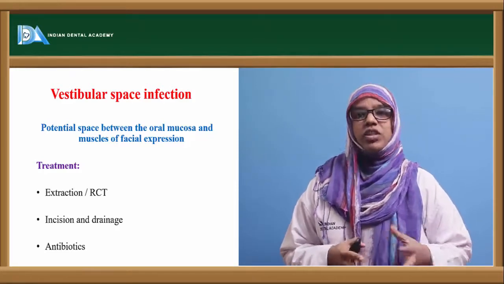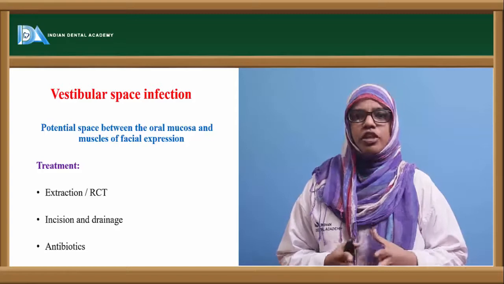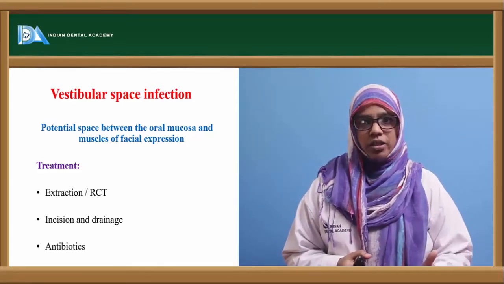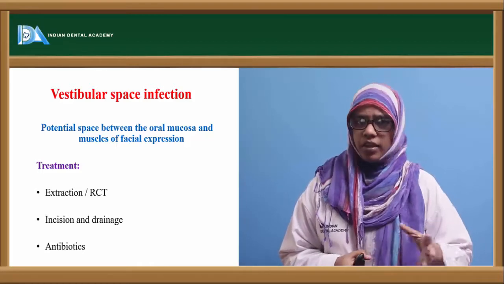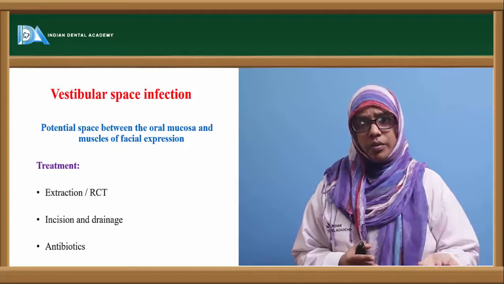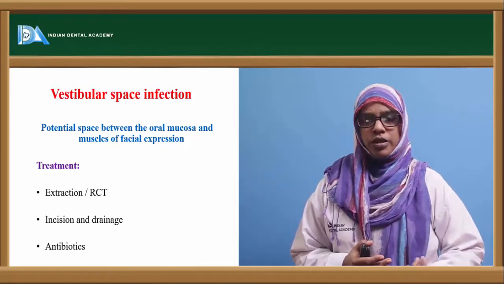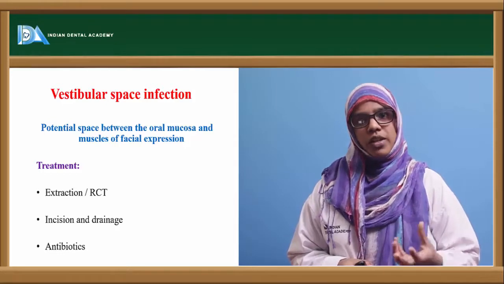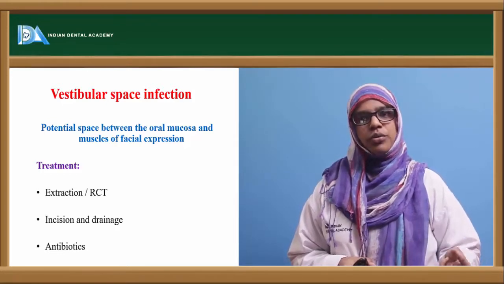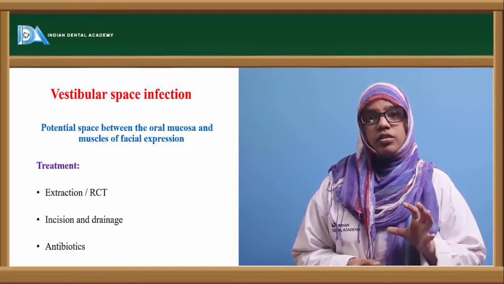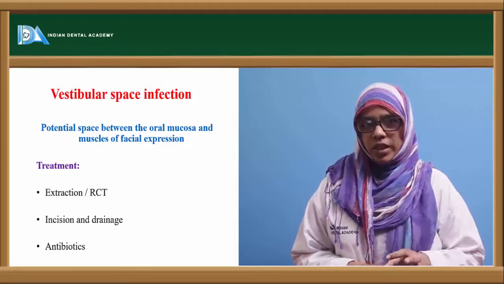We begin with the vestibular space infection. It is a potential space between the oral mucosa and the muscle of facial expression, that is the buccinator muscle. This mostly occurs in the posterior region. It could either be the upper quadrant or the lower quadrant. Now, this is mainly because of the infection of the posterior teeth, wherein their buccal roots drain into the, you can say, buccal vestibule. Now, they will appear as a localized swelling in the vestibule.